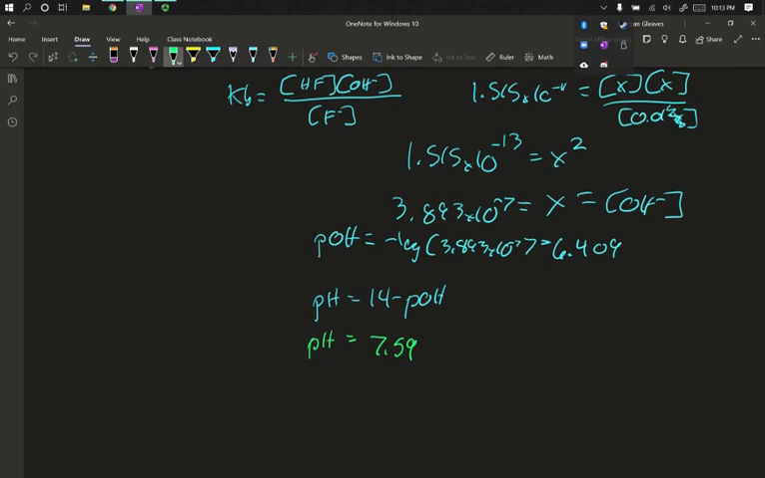That added just the tiniest bit of hydroxide versus neutral water. F minus is a pretty bad base. It's not very good at picking up that proton. It really doesn't want to do it. And so very, very little occurs and barely alters our pH from neutral water.